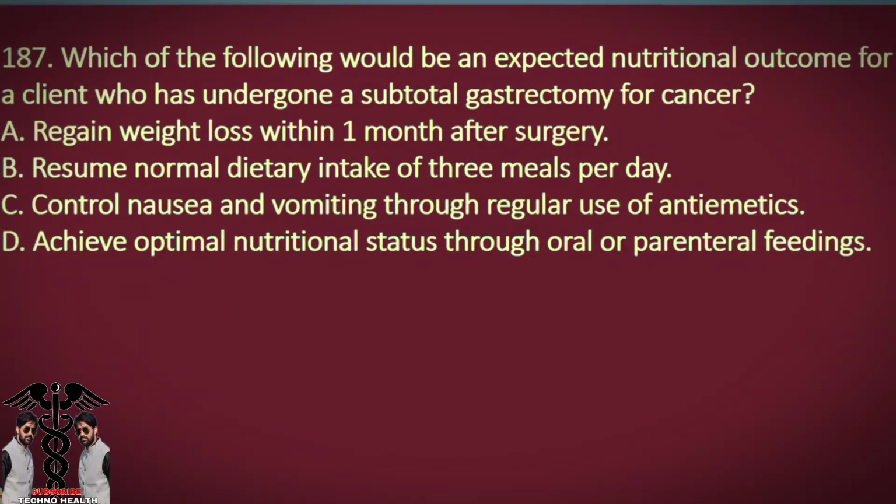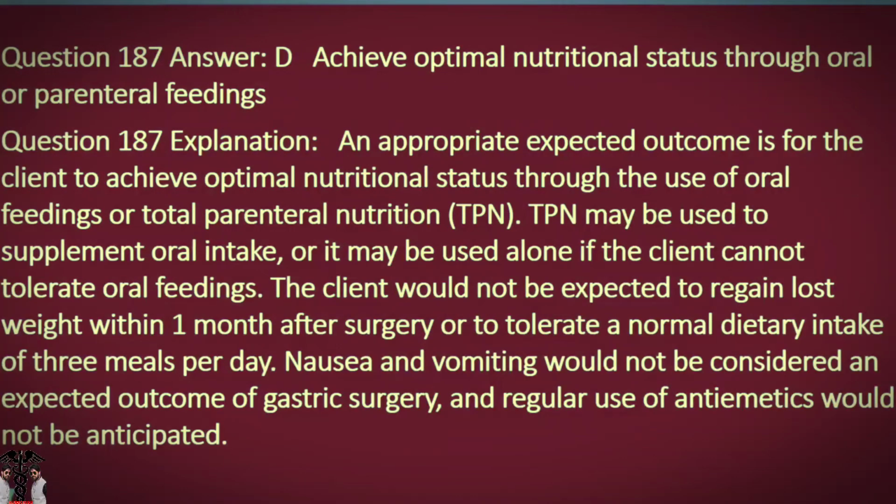Question 187. Which of the following would be an expected nutritional outcome for a client who has undergone a subtotal gastrectomy for cancer? A. Regain weight loss within 1 month after surgery. B. Resume normal dietary intake of 3 meals per day. C. Control nausea and vomiting through regular use of antiemetics. D. Achieve optimal nutritional status through oral or parenteral feedings. Answer: D. Achieve optimal nutritional status through oral or parenteral feedings.